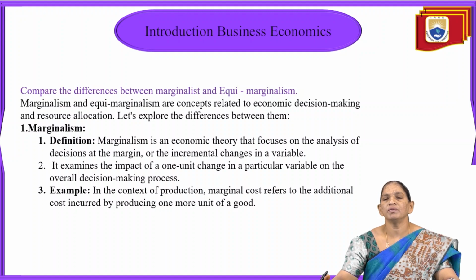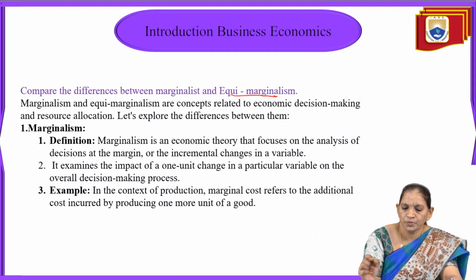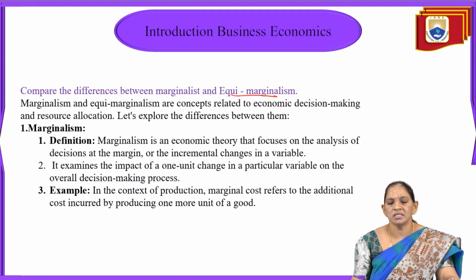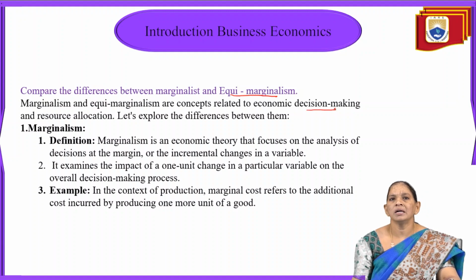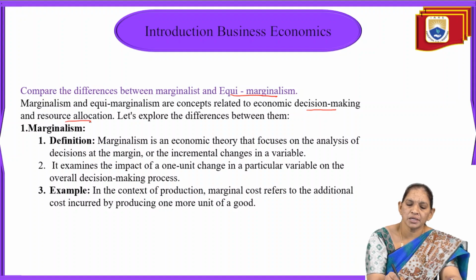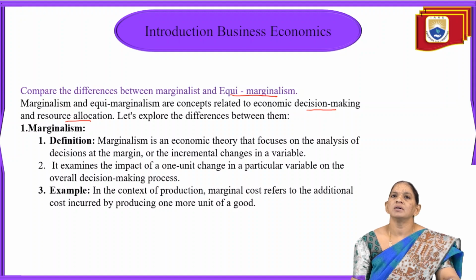Here they have given the differentiations between marginalism and equi-marginalism. So first we can say what the marginalism and equi-marginalism concepts are and how these concepts are related to economic decision making and also resource allocation. So we have to identify the concepts that relate to decision making and allocation of resources. Now we explore the differences between marginalism and equi-marginalism.